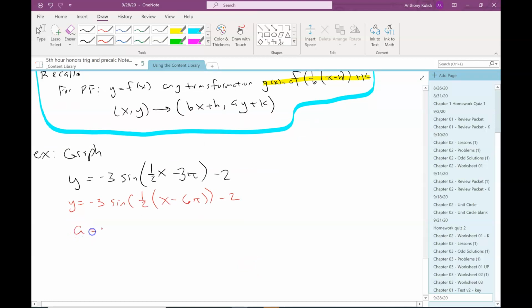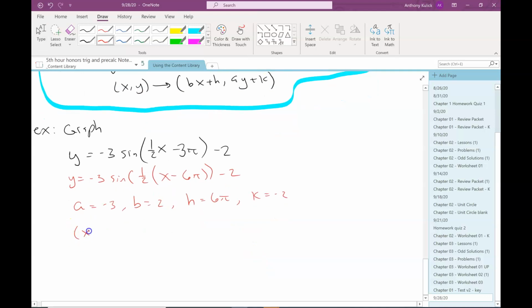So now I can see that my a value is -3, my b value is 2, my h is pi over 6, and my k is -2. Is everybody okay with that idea? Very easy to make a mistake on the h there. I think on the Chapter 1 test, I caught almost everybody with this same trick on one of the problems there.